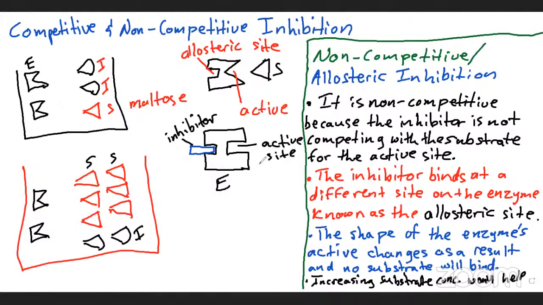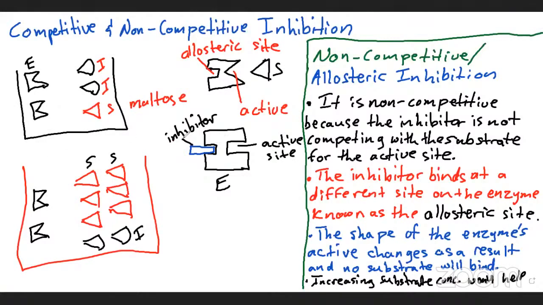The question is, for this type of inhibition, would increasing the amount of the substrate change the rate? No, right, that is correct. Over here, inhibitor and substrate of the same shape, increasing the substrate will work.